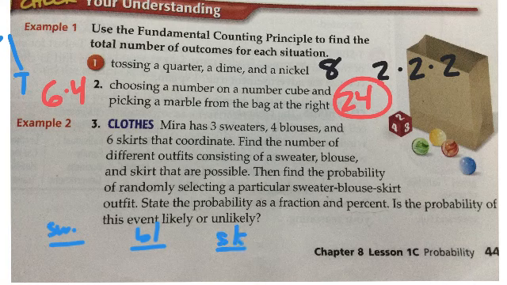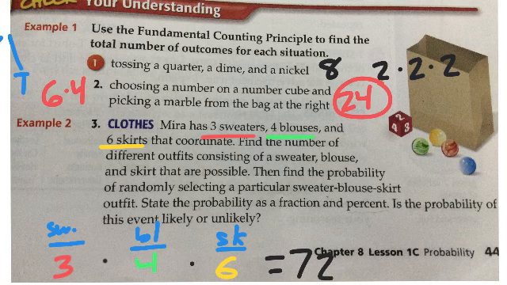How many choices do we have when we pick a sweater? 3. Right? It says 3 sweaters. How many choices do we have when we pick a blouse? 4. How many choices do we have when we pick a skirt? 6. So how many different outcomes are there when you're picking 1 sweater, 1 blouse, and 1 skirt? We just multiply. 72. So there are 72 total possible outcomes.